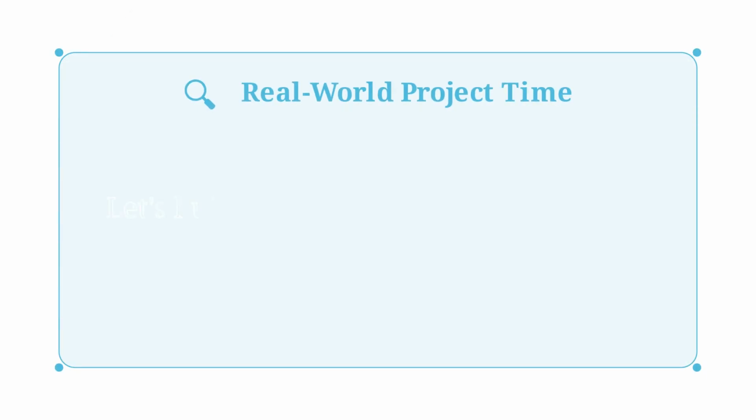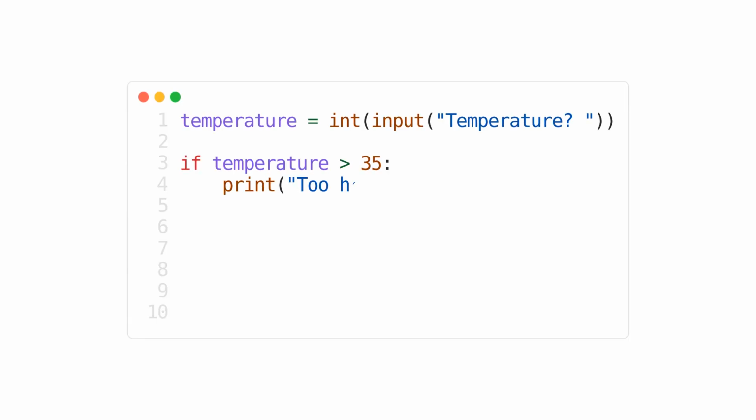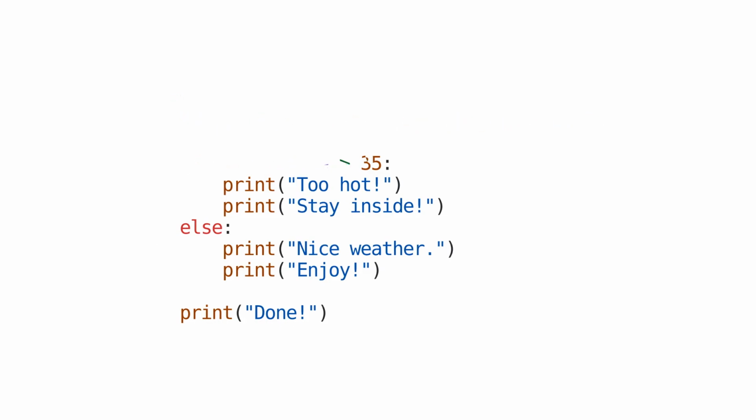Time for something really cool. Let's build a smart temperature advisor that gives completely different advice depending on what the temperature is like outside. Here's our temperature advisor. First, we ask the user for the temperature. If it's over 35 degrees, we give a heat warning and safety advice. But if it's 35 or below, we tell them the temperature is manageable and to enjoy their day. Notice that last line? It always runs no matter which path we took.